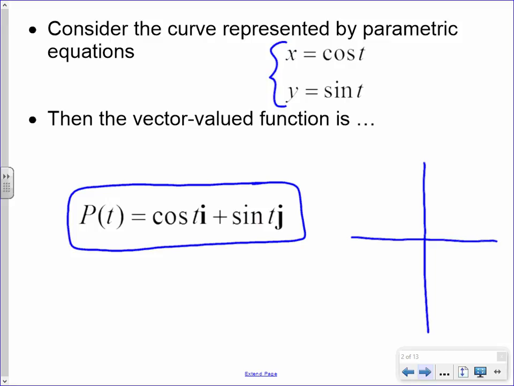Now some of us can already see what graph this would actually be, but let's go ahead and use our vector valued function to figure out what the graph is. So what happens when we plug in 0? What is our vector? Okay, so we have the vector i, essentially, which means we have a coordinate right there. If we plug in pi over 2, what's our vector?